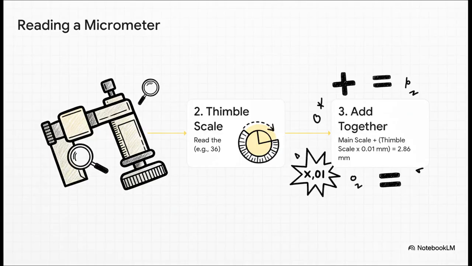It might look a little complicated, but it's really just two scales. First, you look at the main scale on the sleeve. In this example, we can see the 2.5 millimeter mark is the last one visible. So that's our first number.